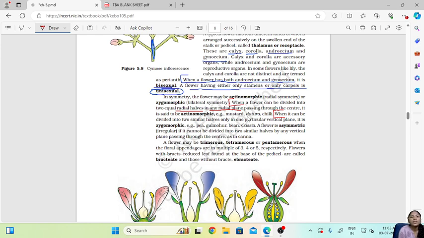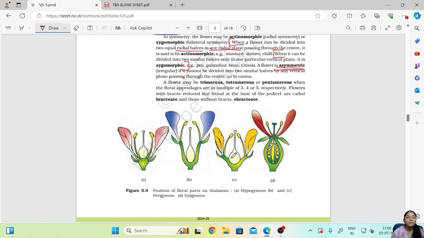Whereas when a flower can be divided into two similar halves only in one particular plane, such a flower is called zygomorphic. For example, if we have a flower like this, and this flower can be divided into two equal halves only in a single vertical plane, such a flower is said to be a zygomorphic flower. Then a flower is asymmetric or irregular if it cannot be divided into two similar halves by any vertical plane. Then a flower can be trimerous, tetramerous or pentamerous based on the floral appendages if they are in multiples of 3, 4 and 5 respectively.